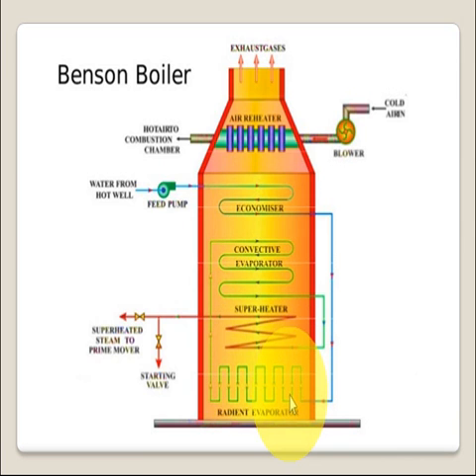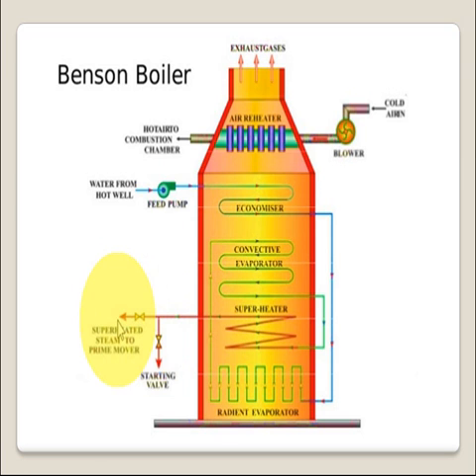This mixture of water and steam further flows into the convective evaporator where it absorbs heat and is completely converted into saturated steam. This saturated steam further enters the superheater, and by absorbing heat from the hot gases, the saturated steam is converted into superheated steam, and the superheated steam is supplied to the process or to the HP turbine for electricity generation.